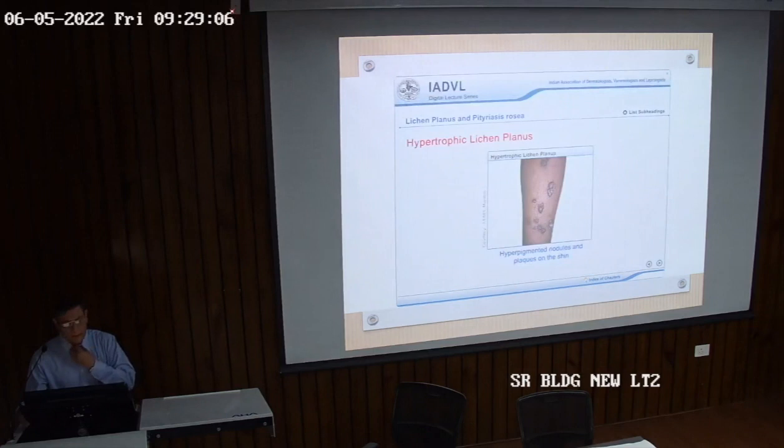Another variety is the hypertrophic variety. As the name suggests, hypertrophy means... these are all English terms that we use, from the name you can just make out how the lesion will be. Hypertrophic, it's not that flat topped and smaller papules, it's more of papulonodular lesions. So hyperpigmented nodules and plaques over the shin. One common finding is that such lesions are much more common over the shin.